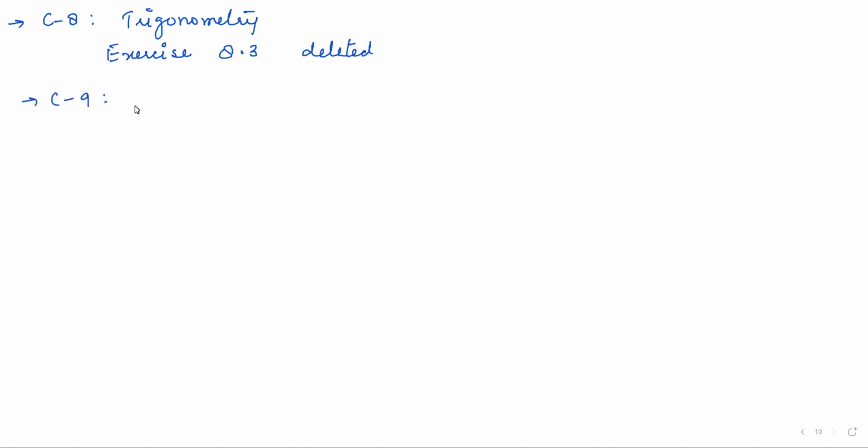Now, next is chapter number 8, that is trigonometry. Here, exercise 8.3 is deleted. Then you have your chapter 9, which is applications of trigonometry, or it is also written as height and distance in R.D. Sharma. There's no reduction in this chapter.